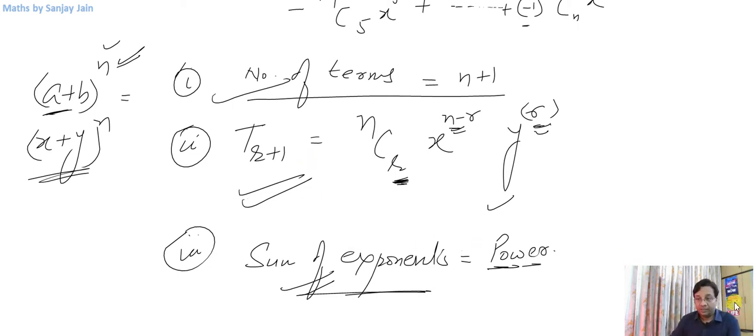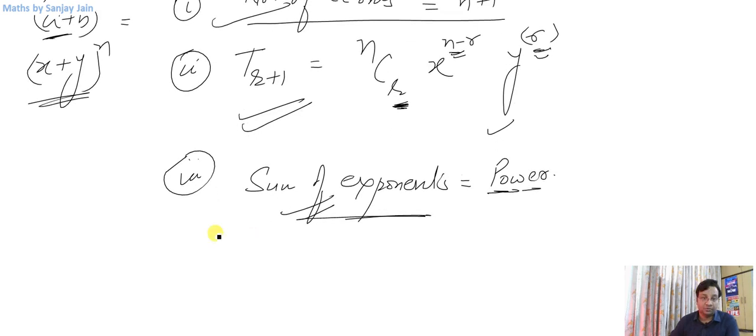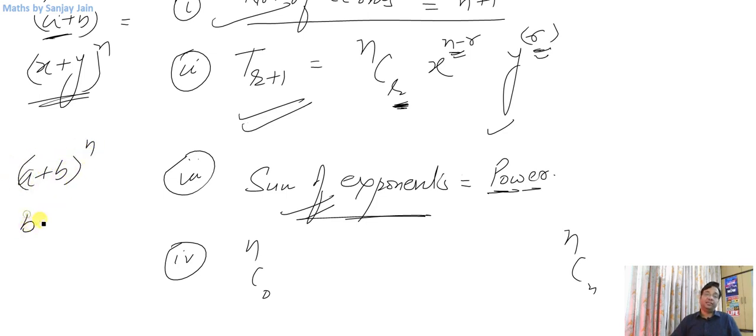And what about coefficients? One thing that we noticed about coefficients was that even if we write NC0 or NCn, we can interchange them because these are equal. So coefficients equidistant from the beginning and end are equal, and this symmetry has to be there because a plus b raised to power n is equal to b plus a raised to power n. So either we start with b or a, it has to be the same. So the coefficients have to be placed symmetrically. These are some of the things that we have learned.